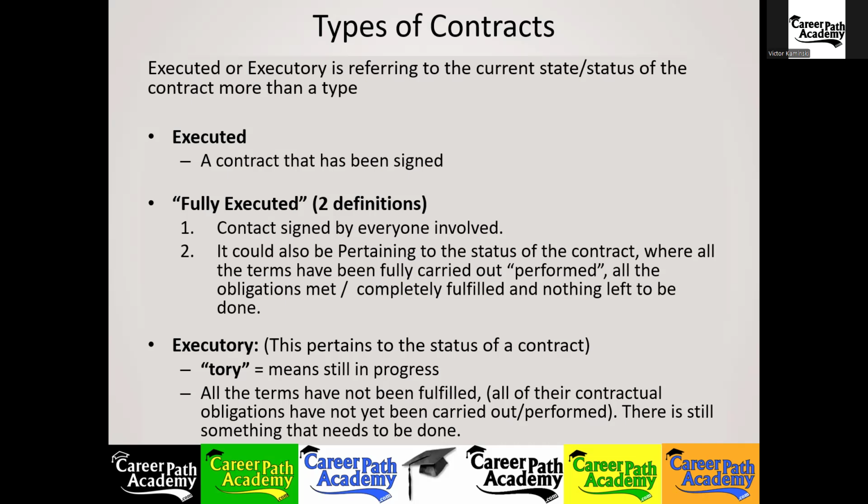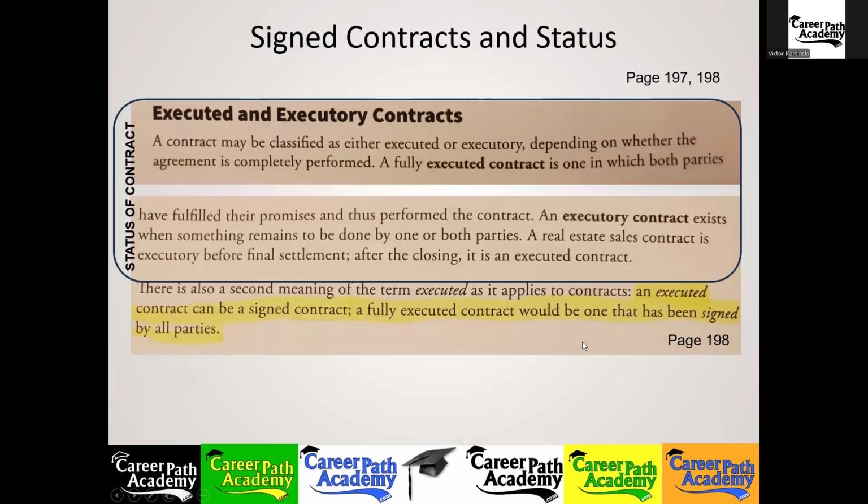Okay. So 197 is this, 198, it's continued here. And you got the highlights like that. Okay, so this is split between two pages, executed, executory, and then, well, let's just highlight this. An executed contract can be one that's a signed contract. A fully executed contract is one that's signed by all parties. That's probably the only thing that you really need to know there.